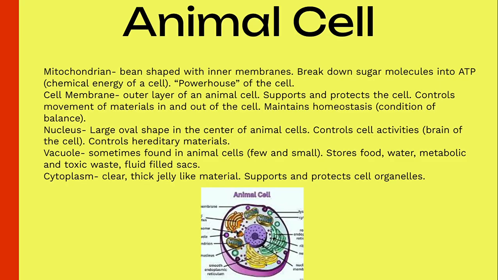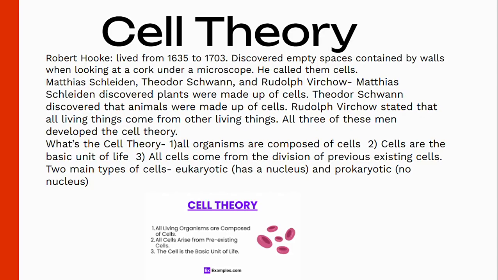The nucleus is a large oval shape in the center of animal cells as opposed to being at the edge of the plant cell. It controls cell activities, making it the brain of the cell. It controls the hereditary material. The vacuole, which is sometimes found in animal cells, but there are very few, and they are very small when you find them. It stores food, water, and metabolic waste, as well as toxic waste and fluid-filled sacs. And the cytoplasm, again, is a thick, clear jelly-like material which supports and protects cell organelles.